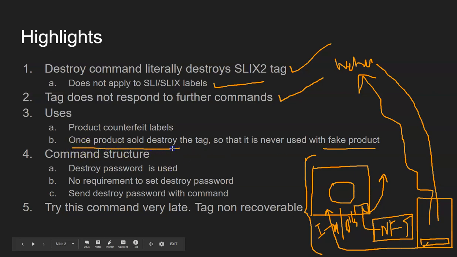Once the product is sold, the dealer can send the destroy command to the label, and from that point onwards, this label is no more valid. So nobody can reuse this label. This is one example of how an NFC tag is used for counterfeit applications.